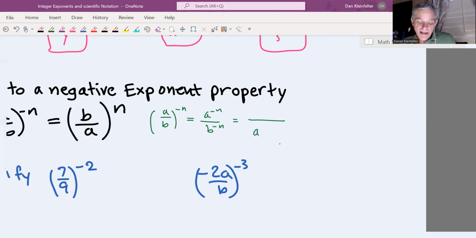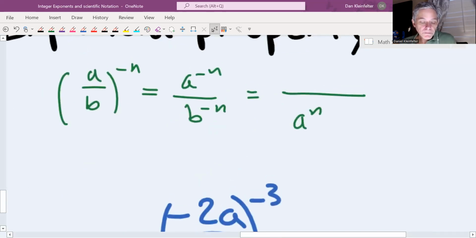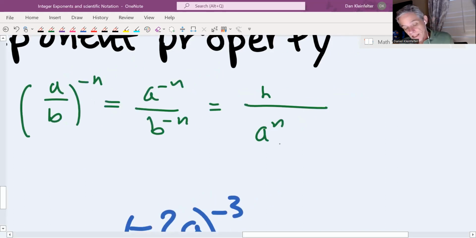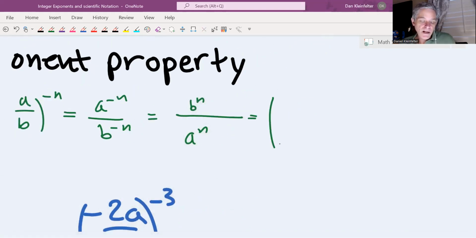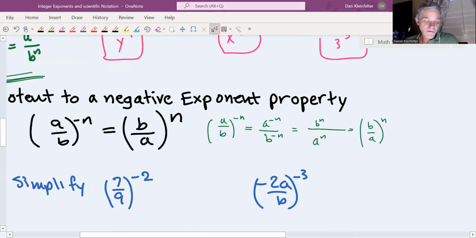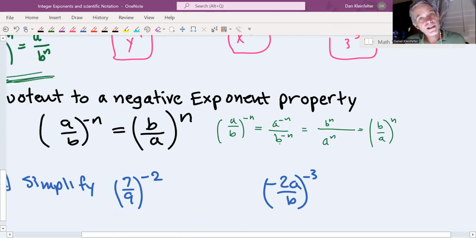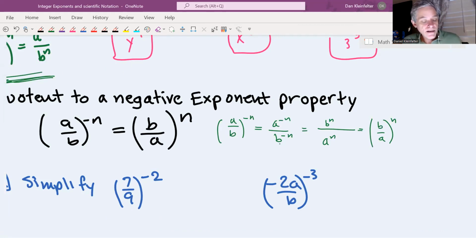This will put the a into the denominator with a plus n exponent. B raised to the minus n power is in the denominator. We'll bring that to the numerator with a positive n exponent on it. And then once again, using our rule about a quotient raised to a power, this will be the same as b over a raised to the n power. So in short, if you have a fraction raised to a negative exponent power, you can swap the numerator and denominator and change the sign on the exponent.